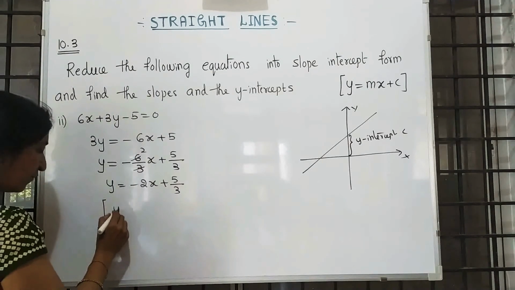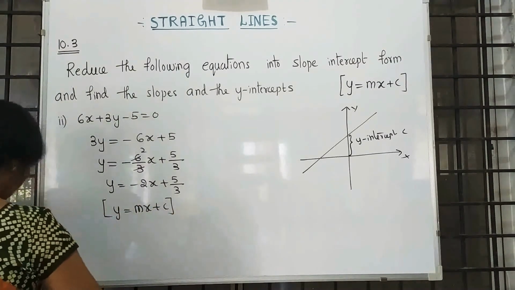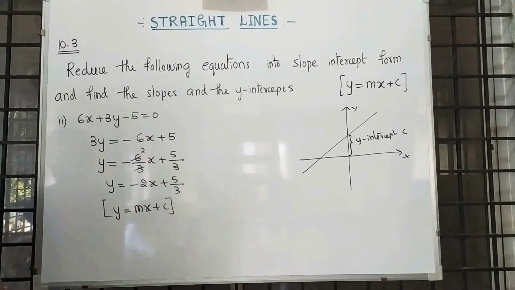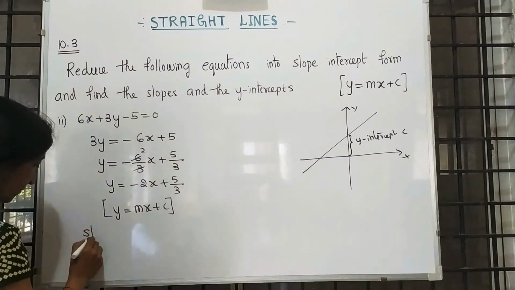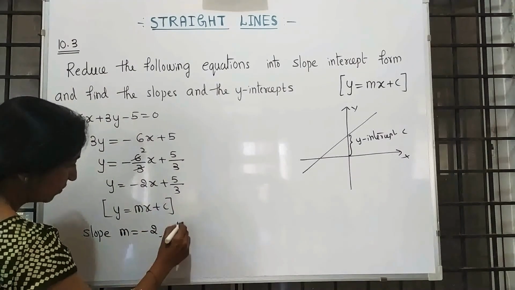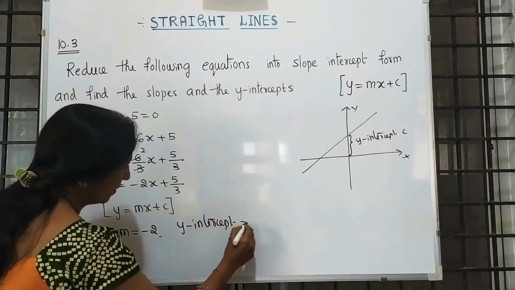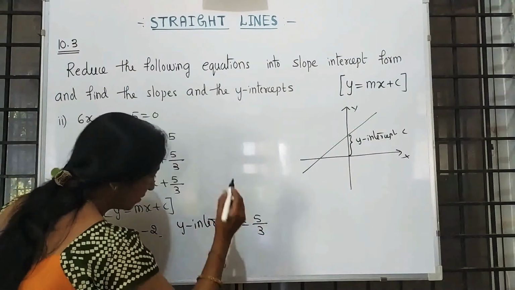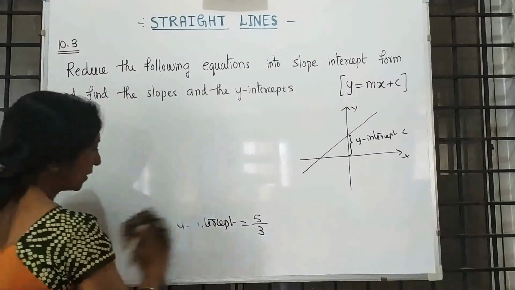It is in the form of y is equal to mx plus c. Now tell me what is the slope. Slope m is minus 2 and y-intercept c is 5 upon 3. Now the third example I will give as homework.